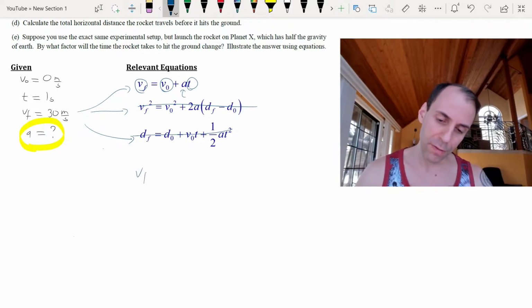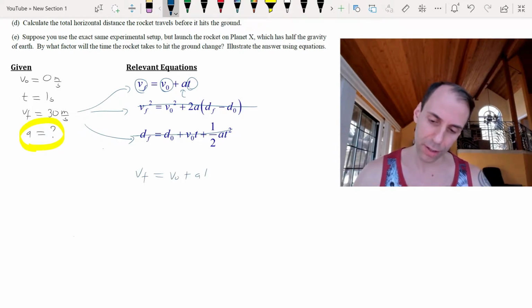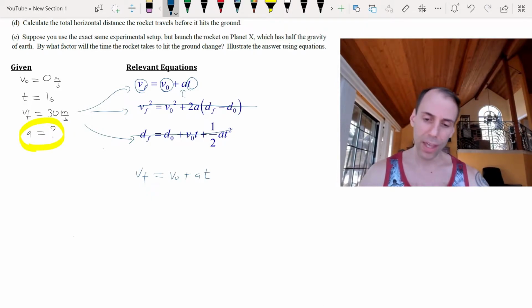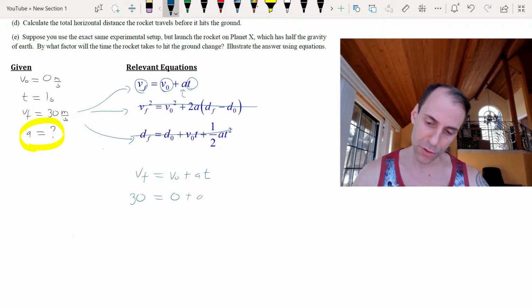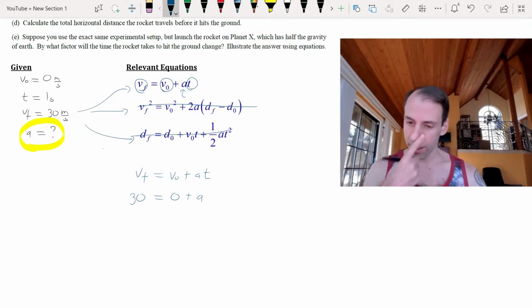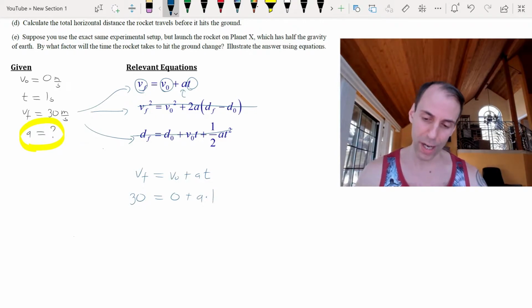So v final equals initial velocity plus acceleration times time. The final velocity is 30. The initial velocity is 0. Acceleration is what we're solving for, so I just leave that in there. And times a time of 1.